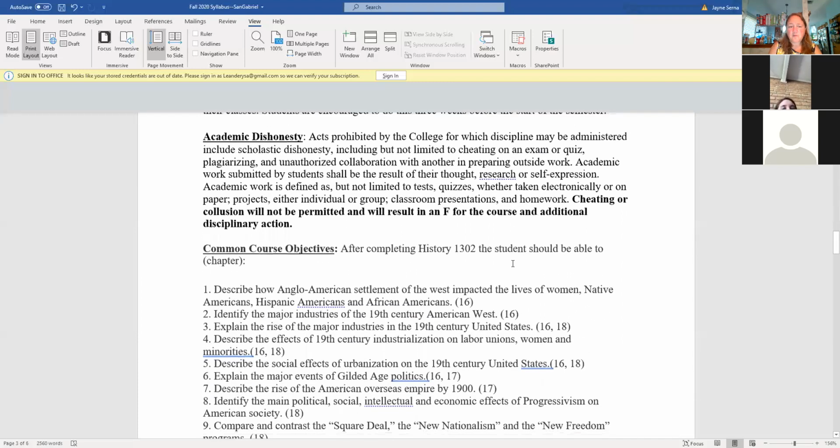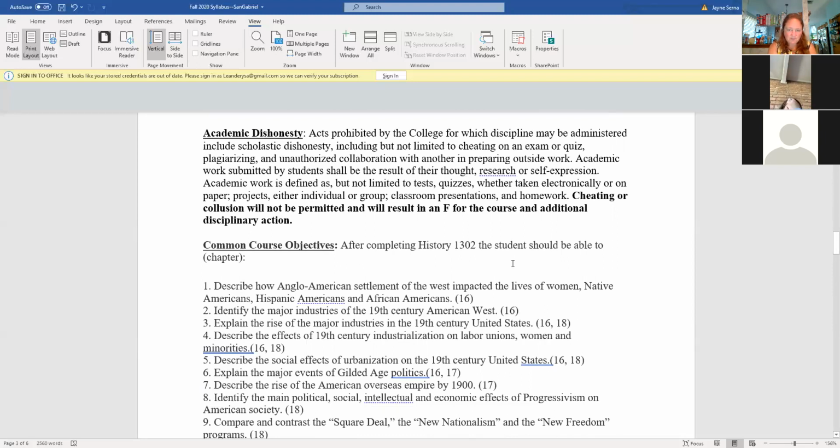Here's the biggest problem that I had last semester: cheating. Academic dishonesty. If you decide, I don't really want to answer these questions this week, so I'm just going to go to Google and find the first source that I have and then copy and paste that, guess what that is? That is academic dishonesty. You can't do that. Well, you can do that, but I'll notice.